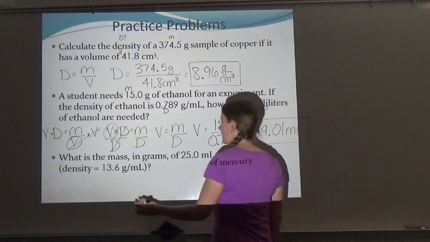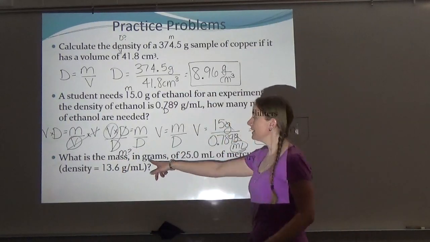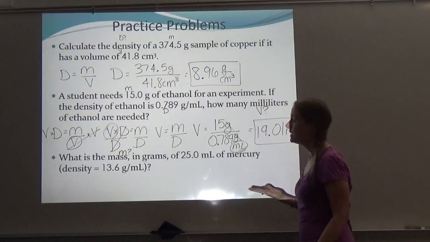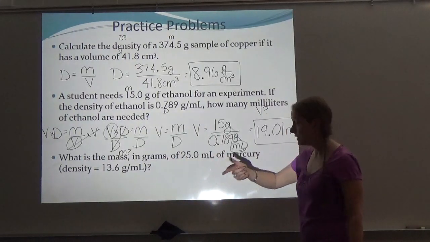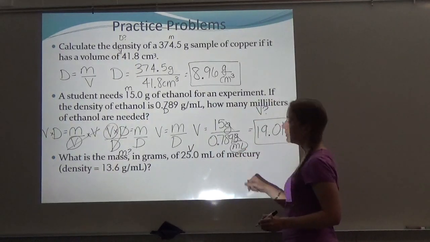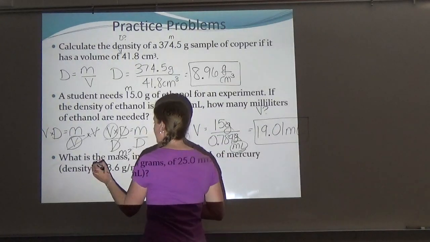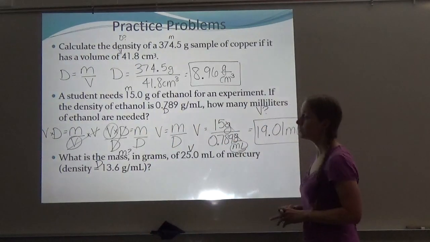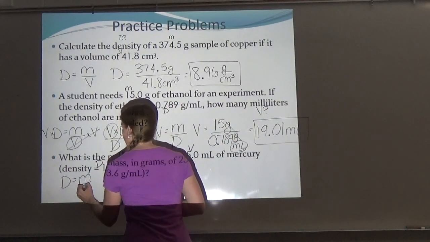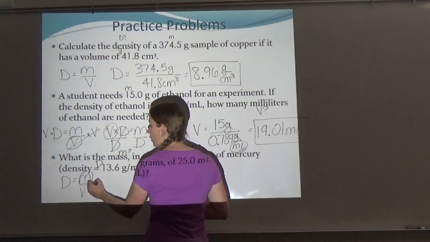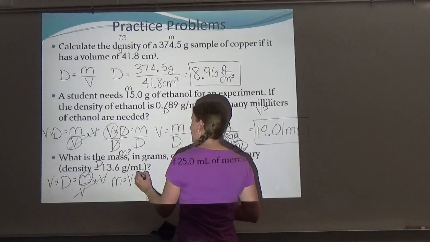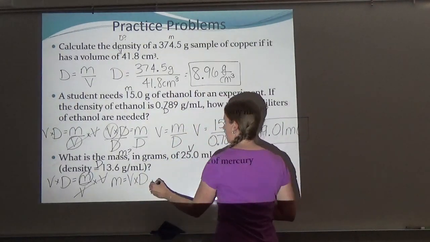What is the mass in grams? So I'm looking for mass. And y'all be careful when it tells you what it wants, because then if I gave you kilograms, you would need to convert. So just be careful whenever it specifies a unit. So what is the mass in grams of 25 milliliters, so there's my volume, of mercury, which has a density, there's my density, of 13.6 grams per milliliter. So this time we're solving for mass. So we know density equals mass over volume. I'm solving for mass, so I'm going to get volume on the other side. So I multiply, so mass equals volume times density, and so then I just plug in.